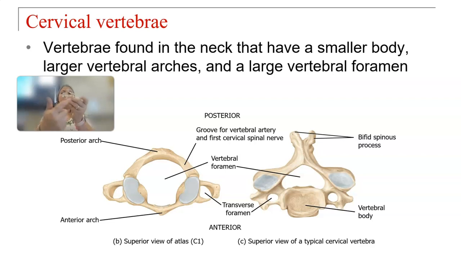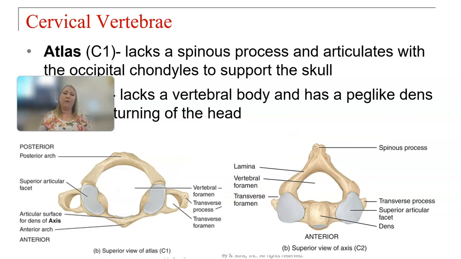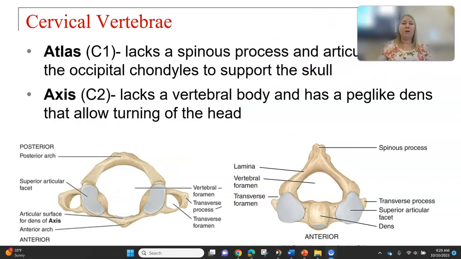So the arch is going to be this top part, and then the foramen is that passageway where the spinal cord goes. So compared to this overall size of the vertebra, that foramen is very, very large. Now we have two specific cervical vertebrae that are special enough that they get their own names. C1, also known as atlas, and C2, which is also known as axis.